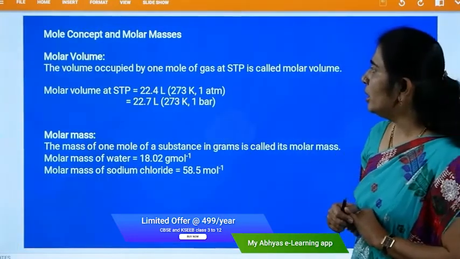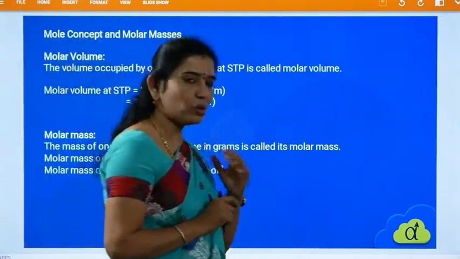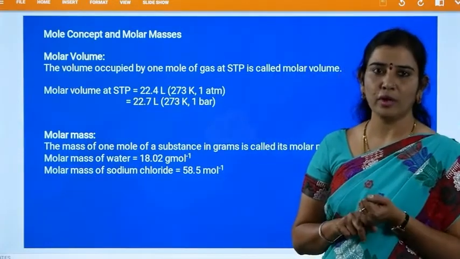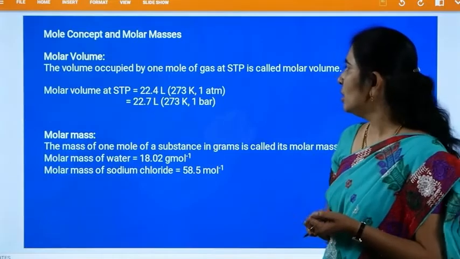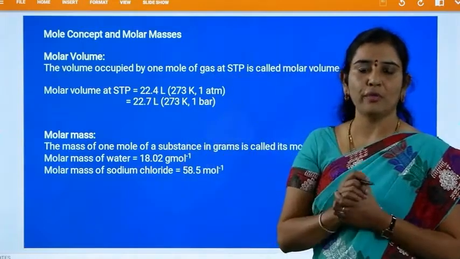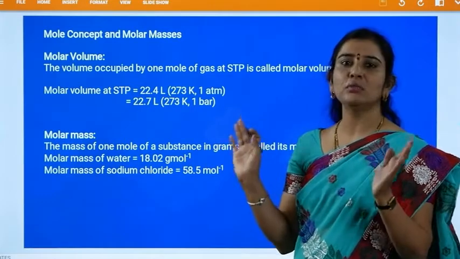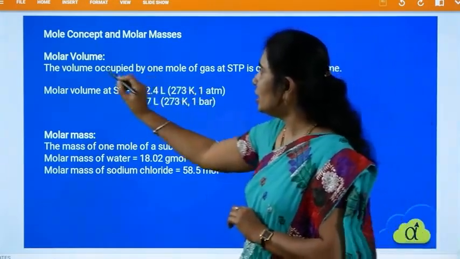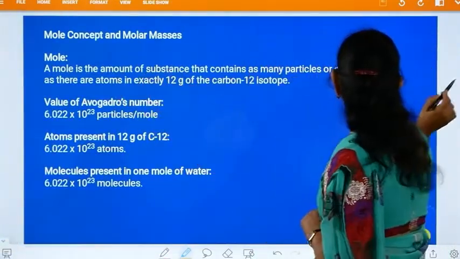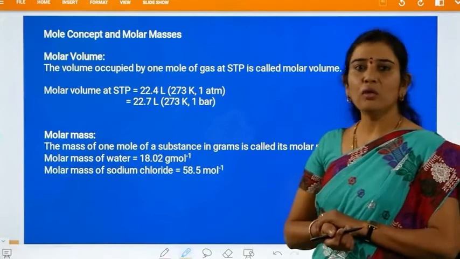Now, after mole concept, molar volume. See, with respect to a solid we can tell grams, if the atom or molecule is in solid form. Suppose the matter you have chosen is in gaseous form, then what concept are you going to use? Of course, it is the mole concept only. With respect to a gaseous substance, you can express that quantity in terms of molar volume.